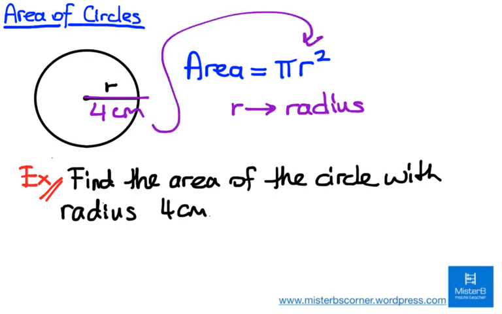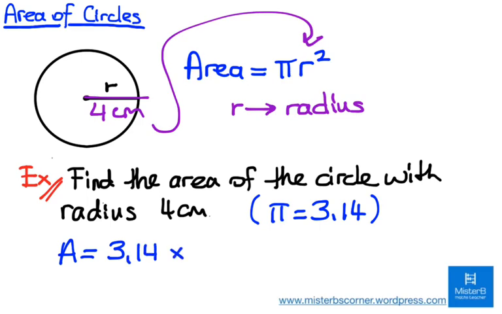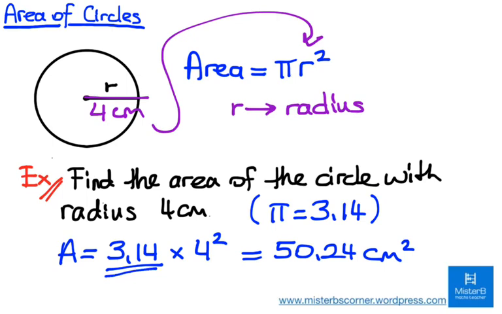So basically what I'm going to write down is area equals, well, for pi we're going to use 3.14 if it's a non-calculator exam. So for pi, I'm going to write 3.14 times, the radius is 4, so I'm going to write 4 squared. And this calculation will be 50.24 centimeters squared.